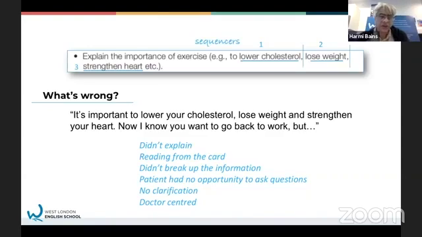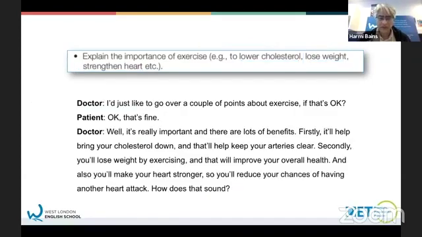It's a great opportunity to use sequences. Sequences are words like firstly, secondly, thirdly, and then after that. They sequence things, they put things in order, and really you get marks if you can use some of these words. Let's have a look at an example.